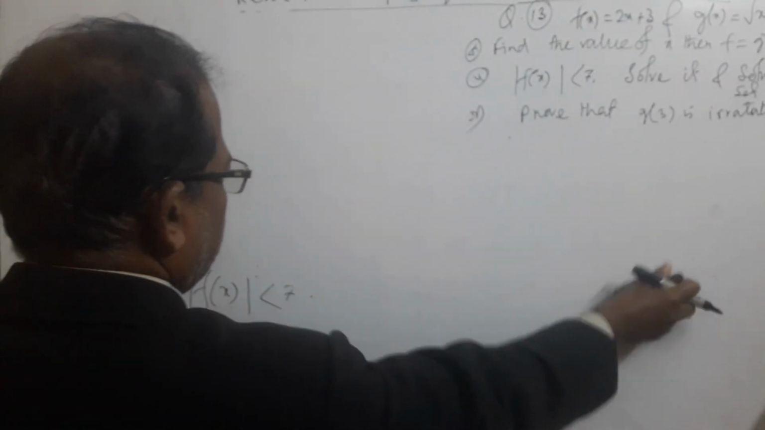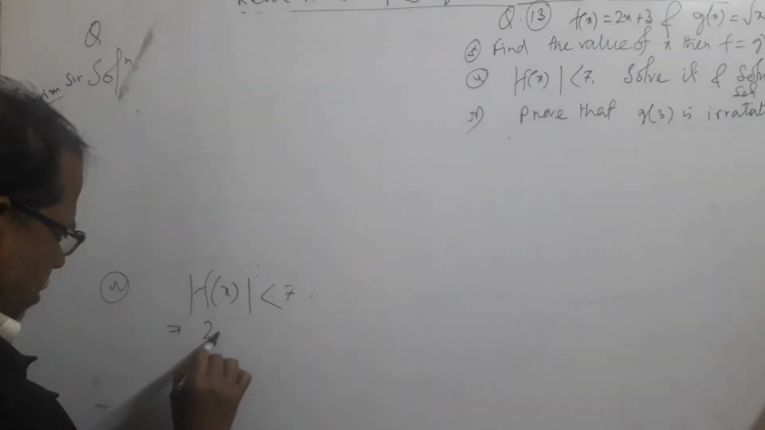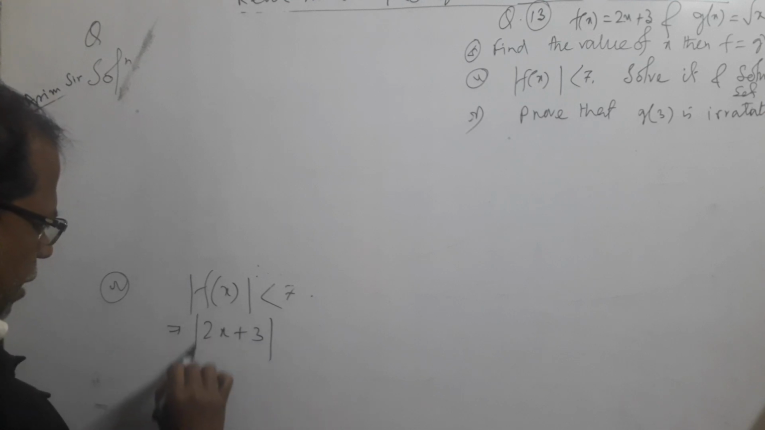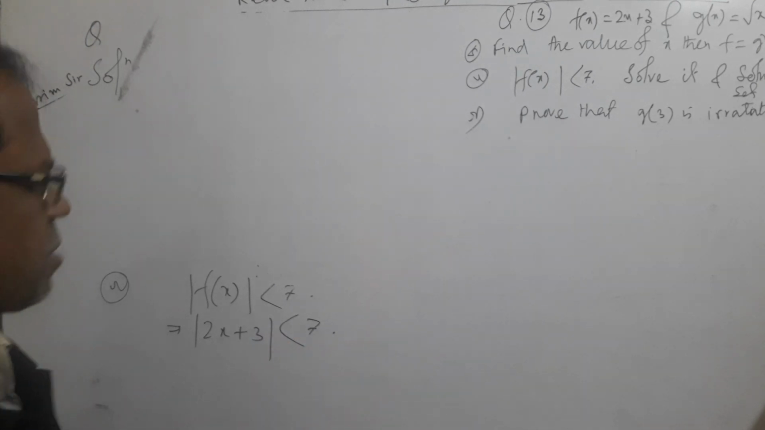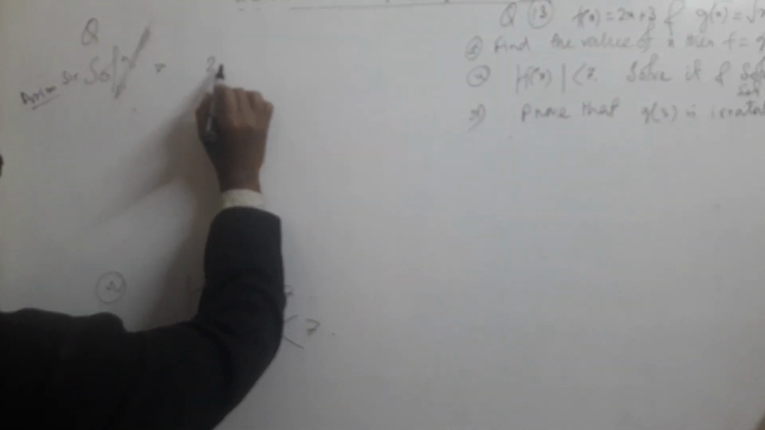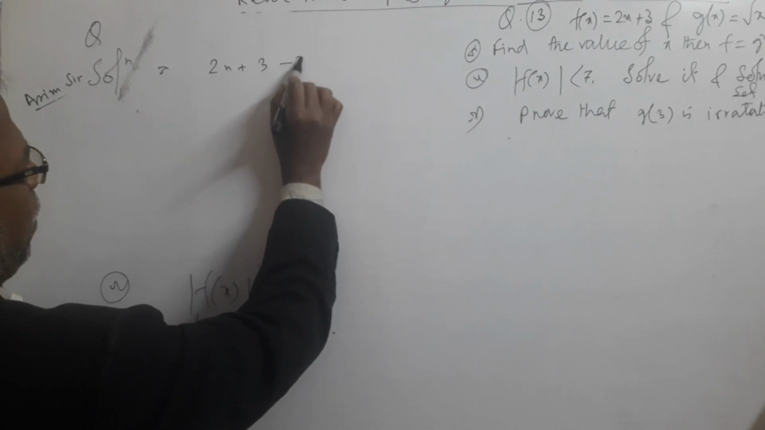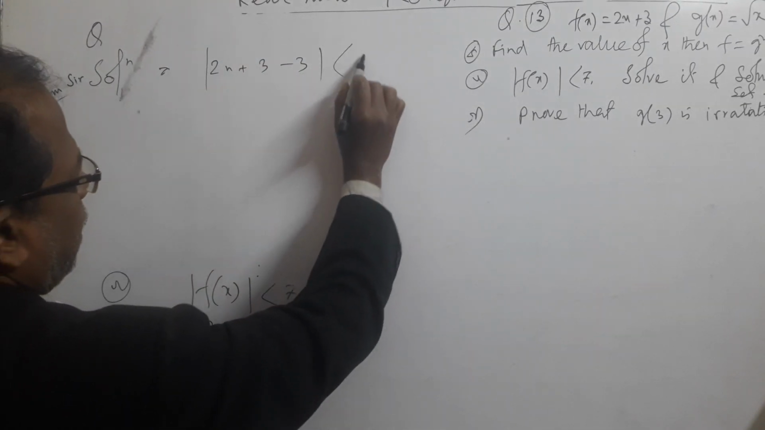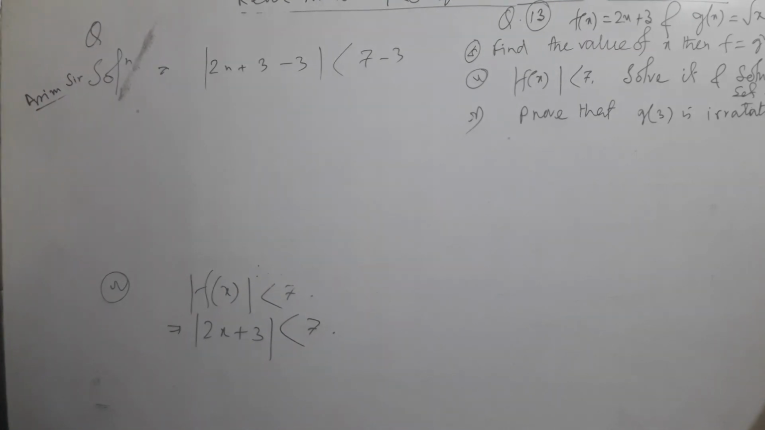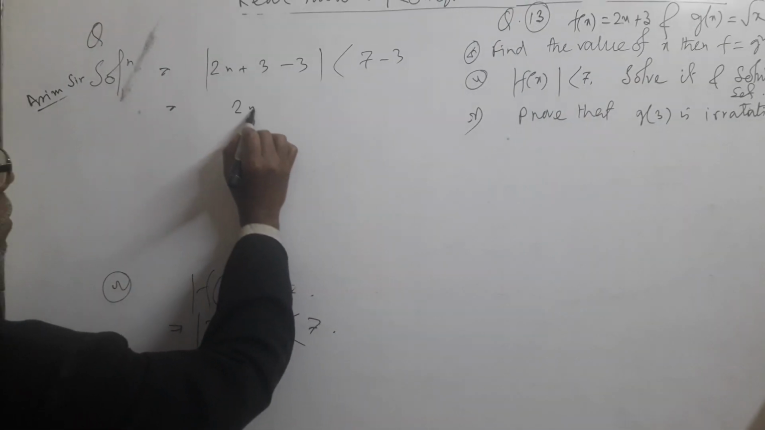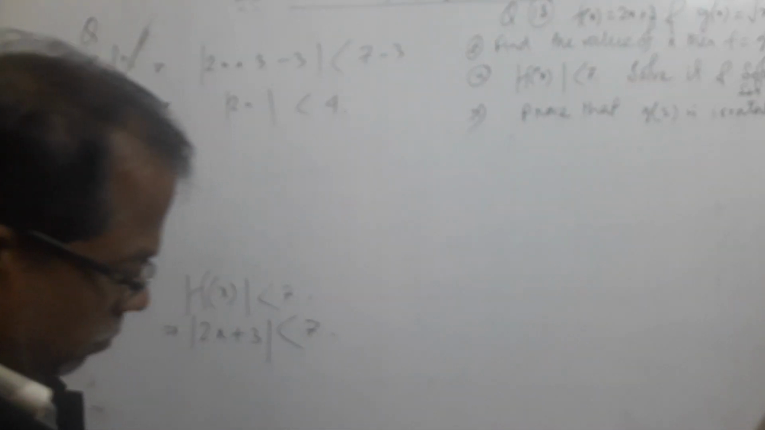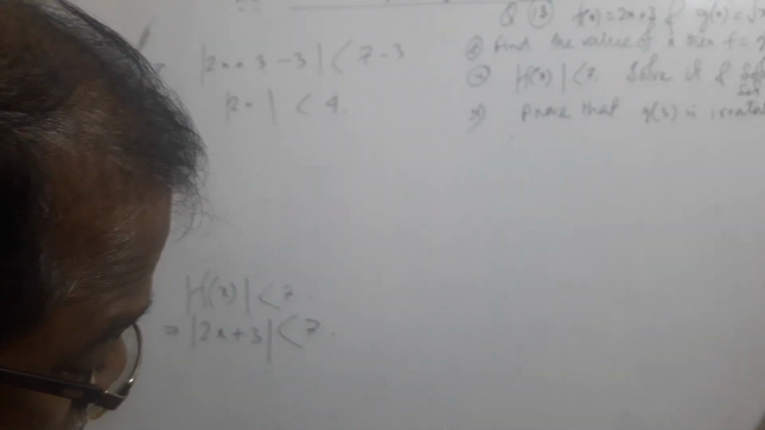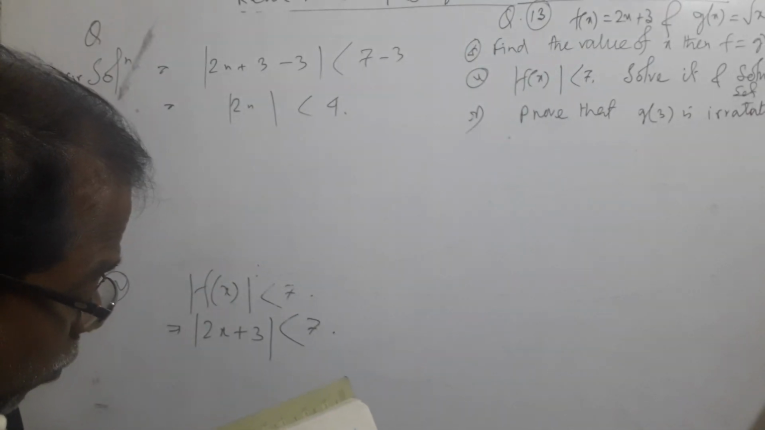You have to solve this moment. f of x means the modulus of 2x plus 3 is less than 7. We have to clear this system. So 2x plus 3 minus 3 is less than 7 minus 3, so 2x is less than 4.